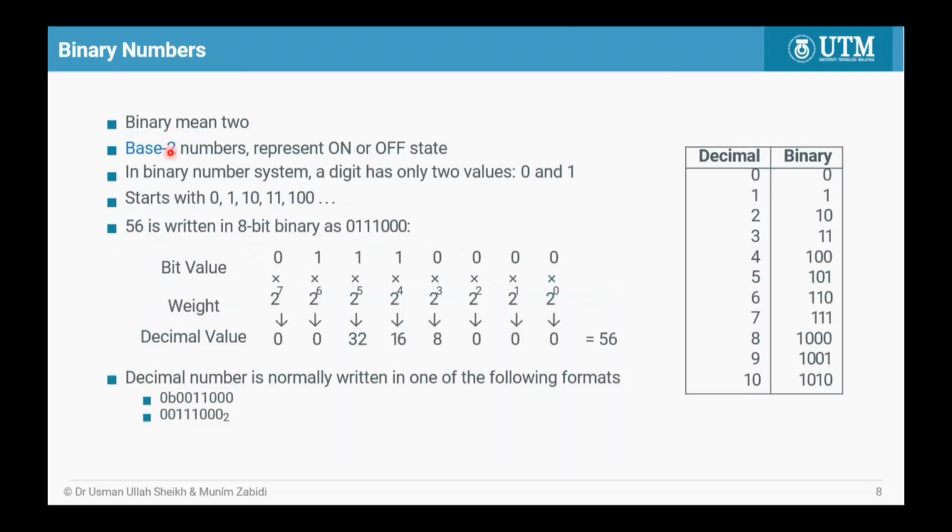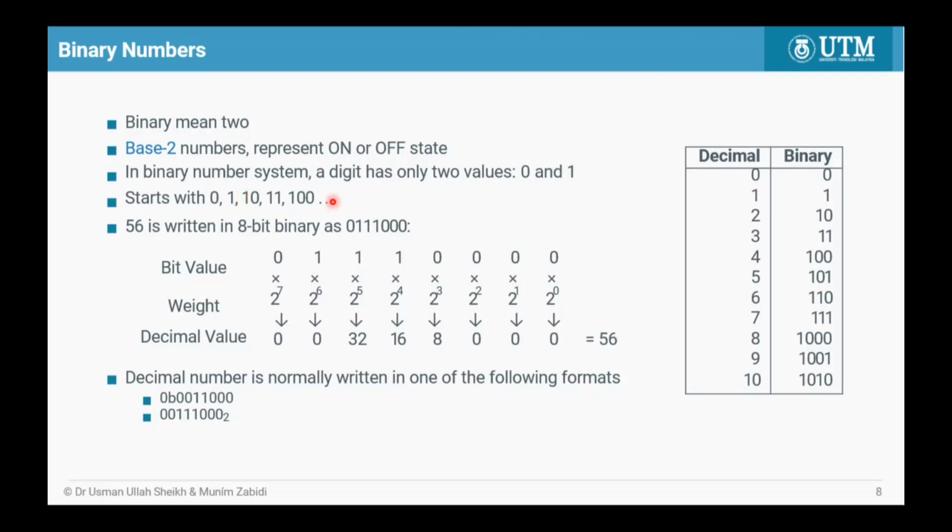So these are binary numbers. Binary means that it has 2 states. This binary number is a base 2 number, representing on or off state. They are either logic 0 or logic 1. So in the binary number system, a digit has only 2 values, 0 and 1. It starts with 0, 1, followed by 1, 0, 1, 1, 1, 0, 0, 1, 0, 1, 1, 1, 1, and continues.